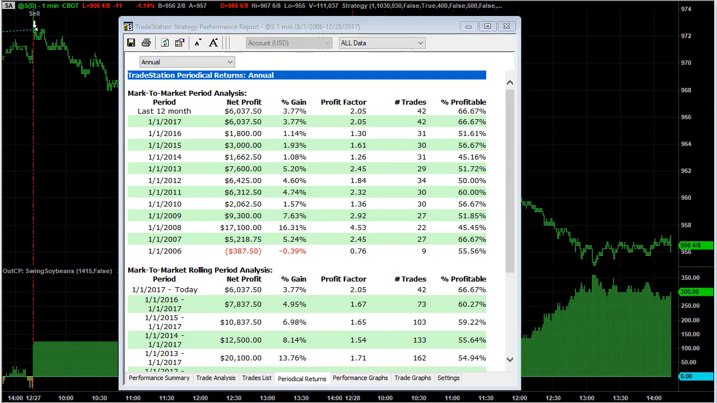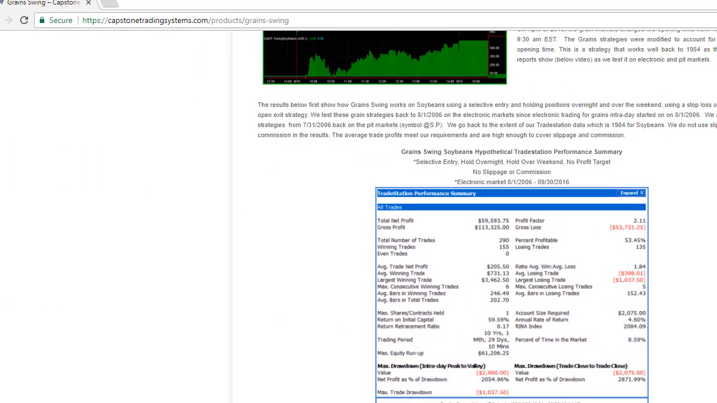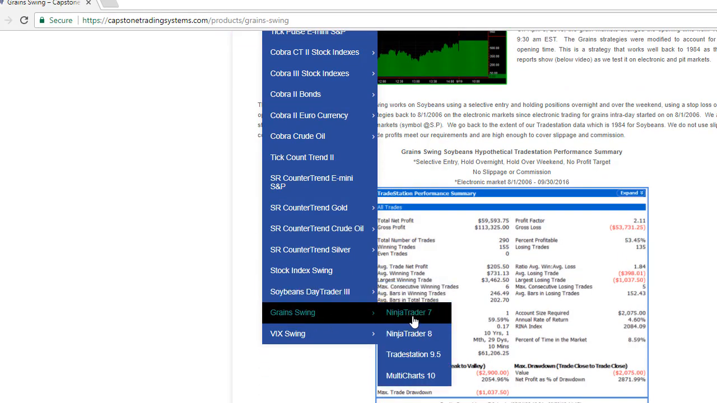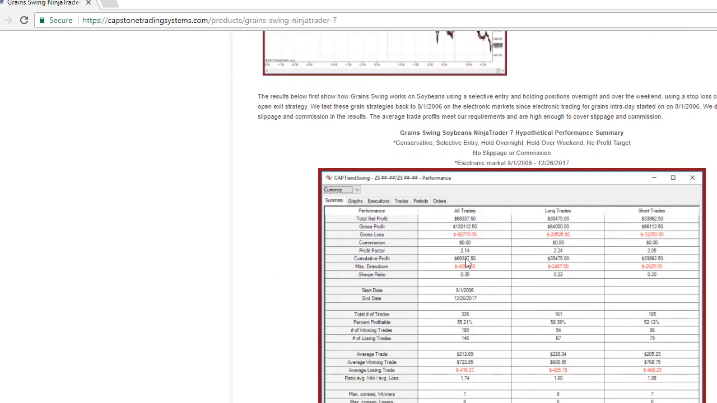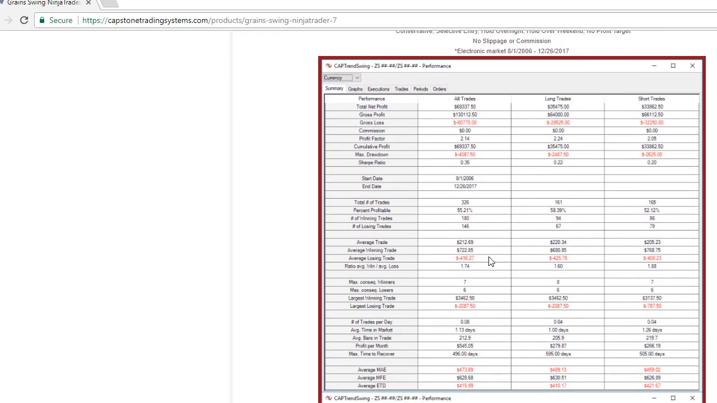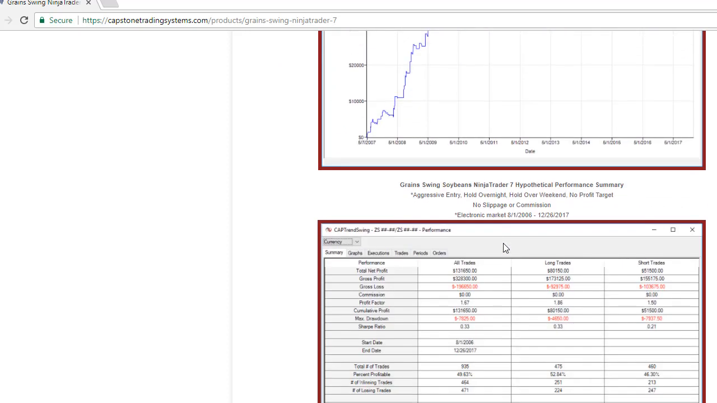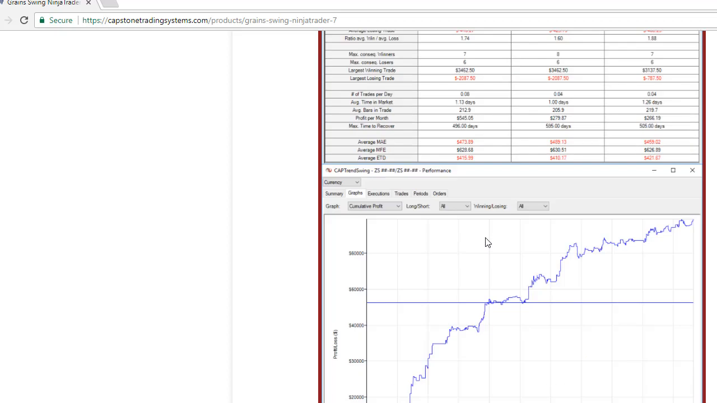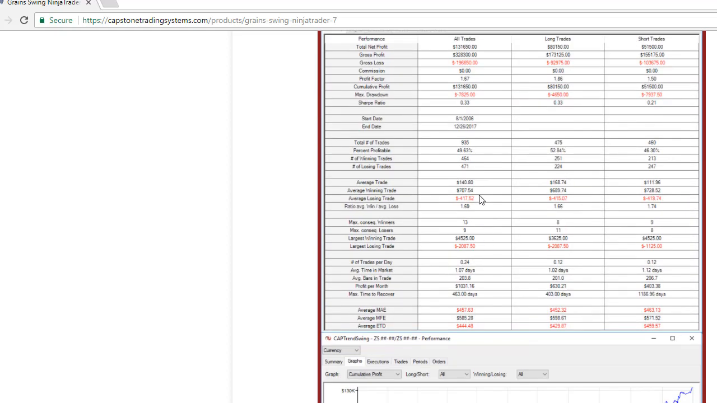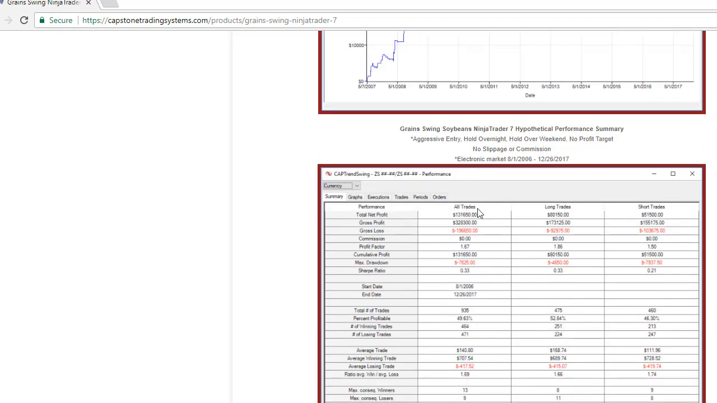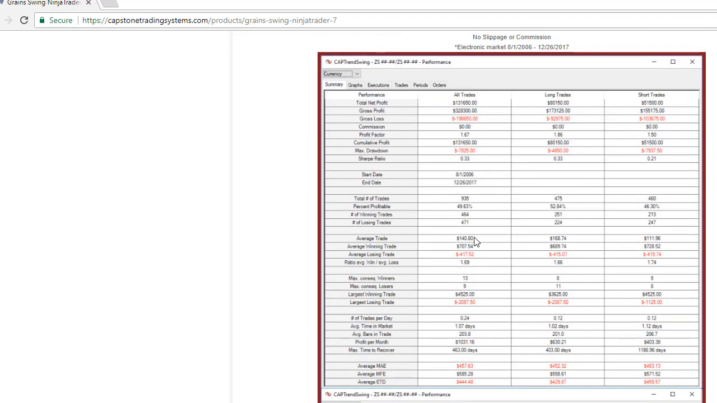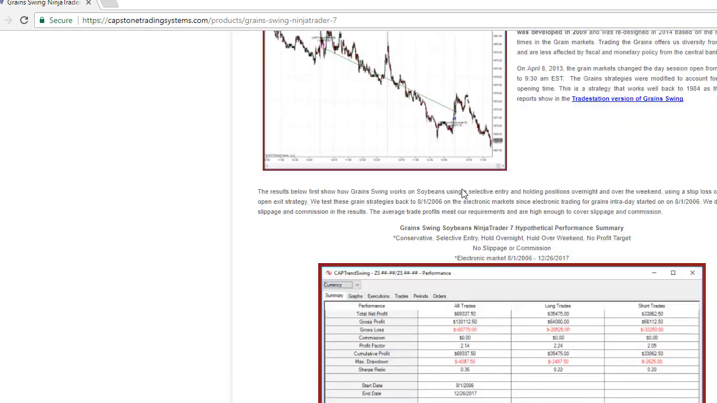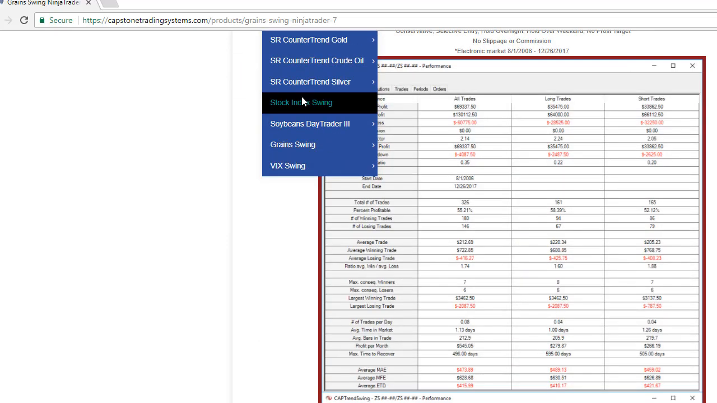Let's take a look at the aggressive version. I'm going to go back to my website and show this to you. If you go to my website, you can find this for each platform under Grains Swing. NinjaTrader 7, I've just updated on NinjaTrader 7. You can see that there. You can see the results on NinjaTrader 7. This is the conservative version. It takes fewer trades, has a bigger average trade profit, and then the aggressive version takes more trades, has a greater total net profit, but a smaller average trade profit of $140 versus $212. And so you can see more information there on NinjaTrader 7.